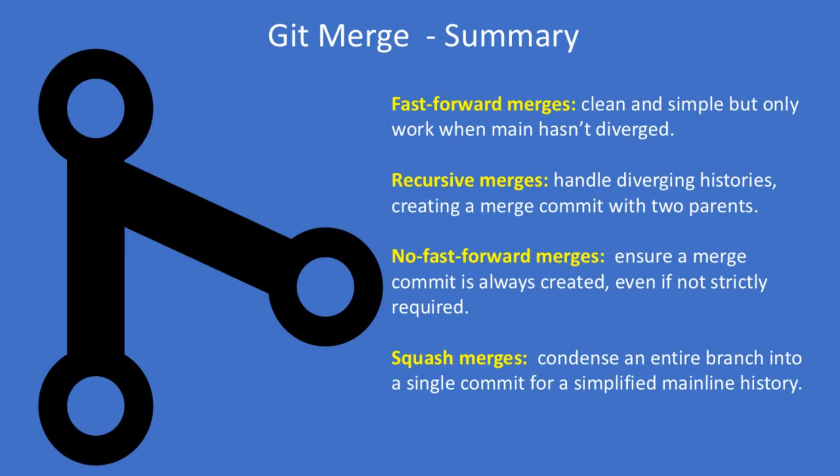Fast-forward merges are clean and simple, but only work when main hasn't diverged. Recursive merges handle diverging histories, creating a merge commit with two parents. No fast-forward merges ensure a merge commit is always created, even if not strictly required. Squash merges condense an entire branch into a single commit for a simplified mainline history. Choose the merge type that suits your team's workflow, whether you prioritize a straightforward timeline, a detailed history, or a tidy commit log.